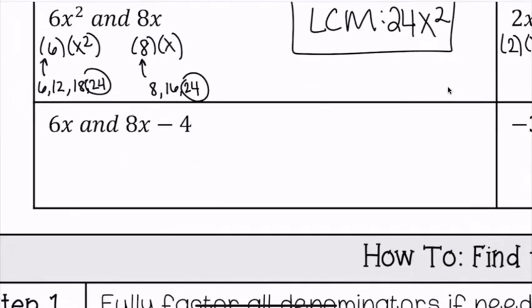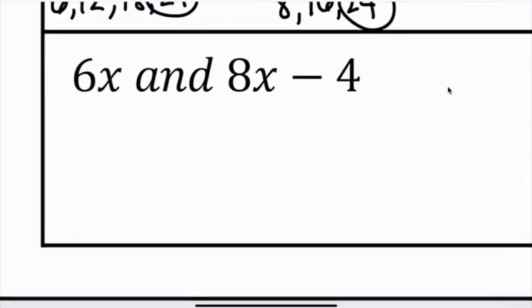Okay, let's look at this one. Pretty similar to the one up here. We have a 6 and an 8 again, but this time we have a binomial and a monomial. So here I have 6 times x, not 8. Then I have 8x minus 4.